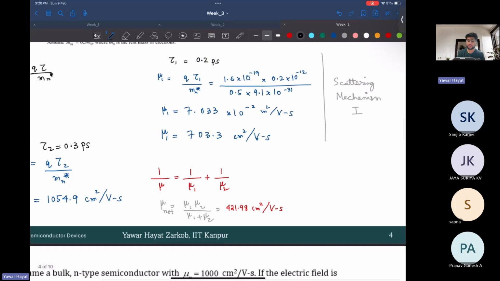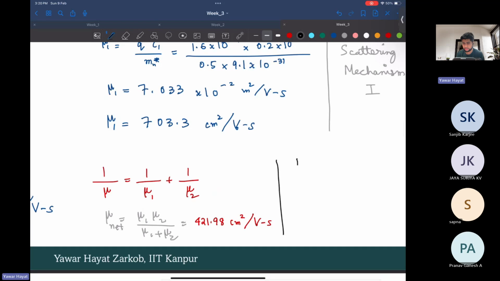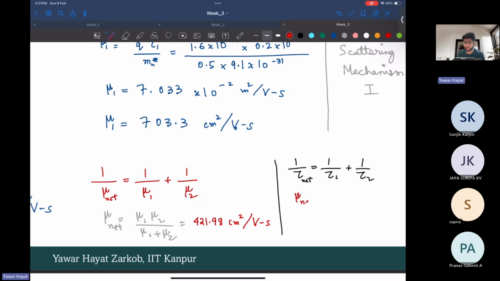So this was one way of solving this second part, in which both the scattering events were considered. The other method to approach this problem would be to first compute the net relaxation time. How would you compute it? You can use this formula: 1 by tau is 1 by tau 1 plus 1 by tau 2. Let this be tau net. Then mu net is equal to q tau net by mn star. I did not take the inverse, so that's why probably you got 2.369. Fine. So mu net is q tau net by mn star.